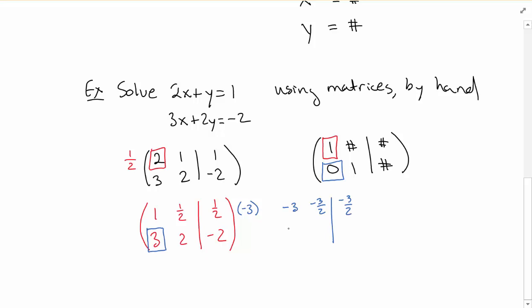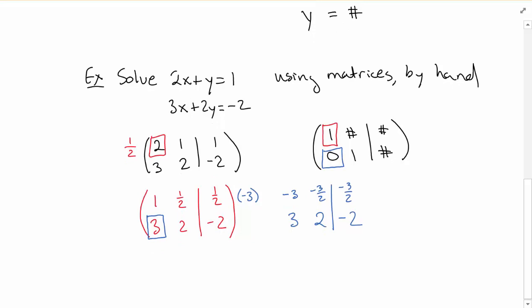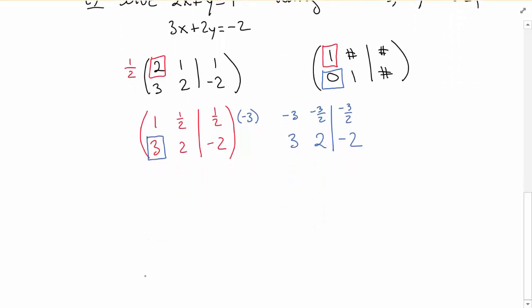I'm going to add that to the second row. The second row is 3, 2, -2. That's going to build my new second row. So again, I'm not really doing anything to the first row. I'm just going to copy that, which is 1, 1/2, 1/2. And then my new second row is going to be the sum of these two.